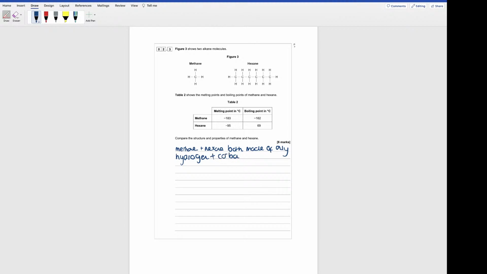Both have single bonds as well. Both of them, there's no double bonds there, is there? Both are actually relatively small molecules. You might think that 6 carbons is quite big, but actually in the world of chemistry, 6 carbons and 14 hydrogens isn't that big. So they're both small molecules.